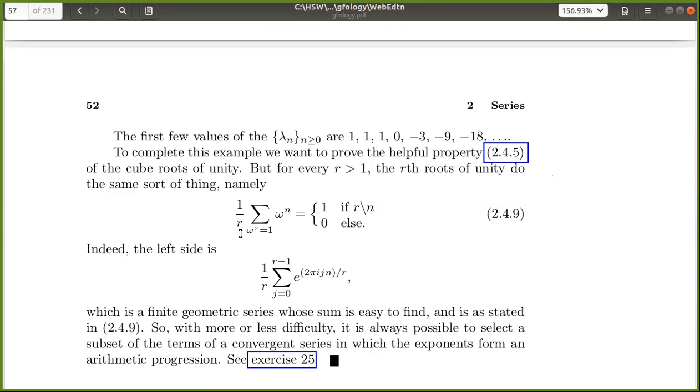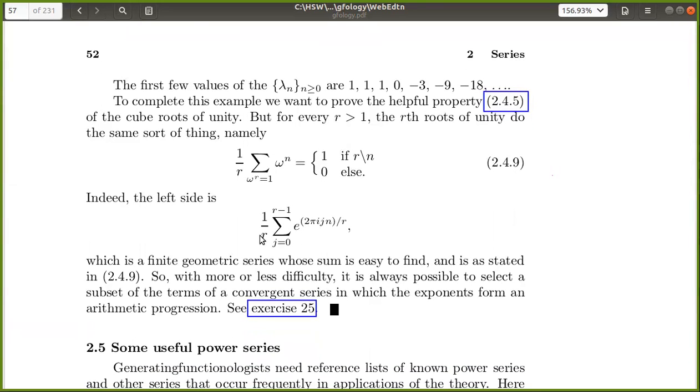The summation is basically running over all the r roots of unity, and then you divide by r. For a given n, this is 1 only when r divides n and 0 otherwise. So on the left side, what are the r roots of unity? They are e^(2 pi i n ...), depending on which root you're looking at. You take all these r roots and you have this answer. Now this is a finite geometric series whose sum is quite easy to find.